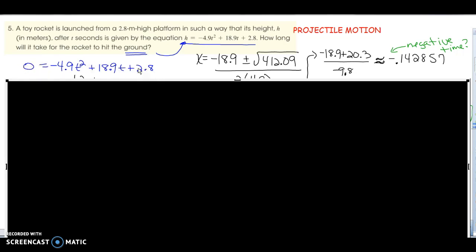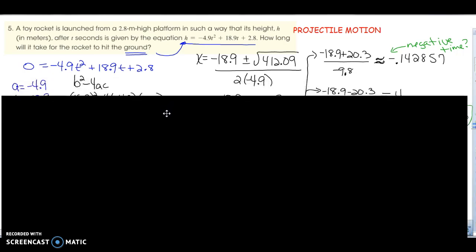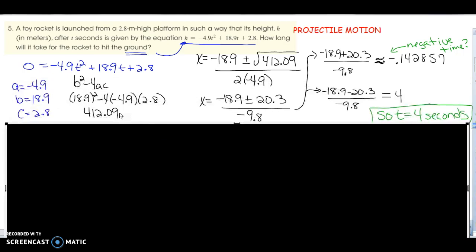Notice it's a quadratic equation, so we could use the quadratic formula to solve it. Once it's in quadratic form, which it is, we identify what a, b, and c are. I like to go ahead and find the discriminant. So plugging in b squared minus 4 times a times c, I found the discriminant to be 412.09. I then plug everything else into the equation. Remember, we are looking for t actually, so time. All right, so negative b plus or minus the square root of the discriminant, which we found, divided by 2 times a.